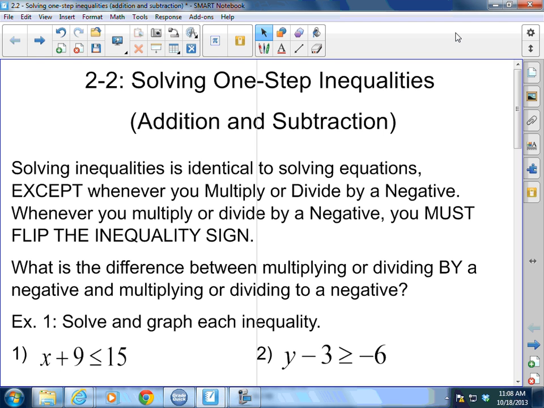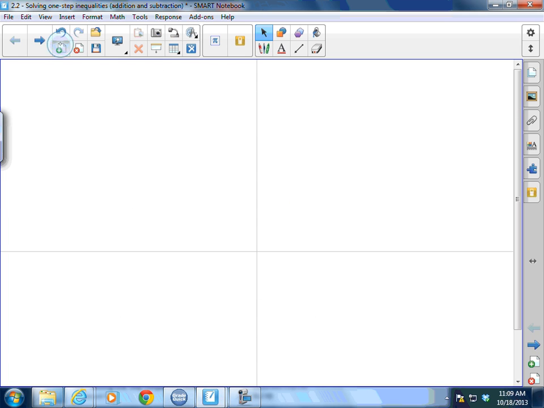The only difference between solving equations and solving inequalities is this right here. That's why I have an except. So solving inequalities is identical to solving equations, except whenever you multiply or divide by a negative, you must flip the inequality sign. Now, let me explain the difference between multiplying by and multiplying to, because it's a big difference.